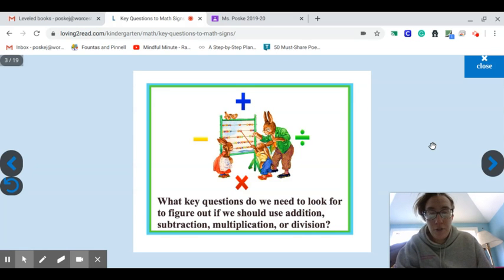What key questions do we need to look for to figure out if we should use addition, subtraction, multiplication, or division? Okay, so this book's going to tell us a little bit about some key words and key phrases that we need to look for in order to figure out what operation to use.